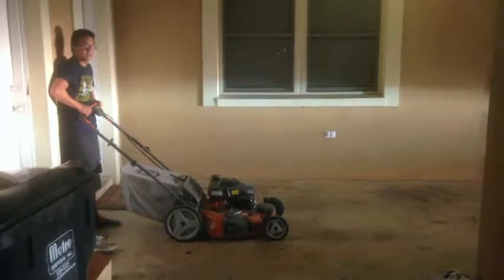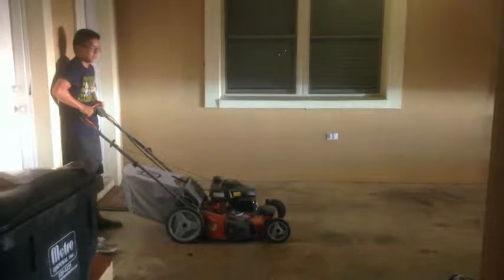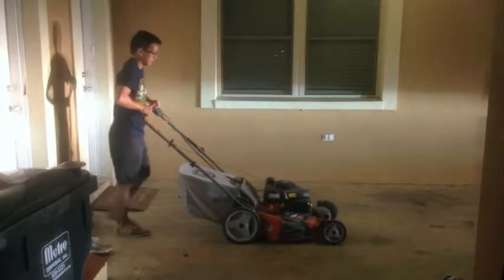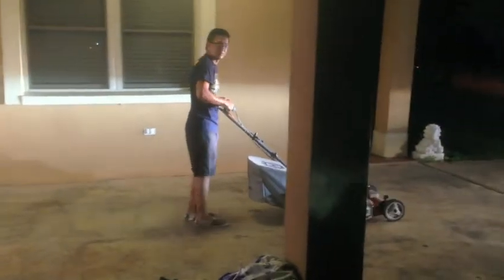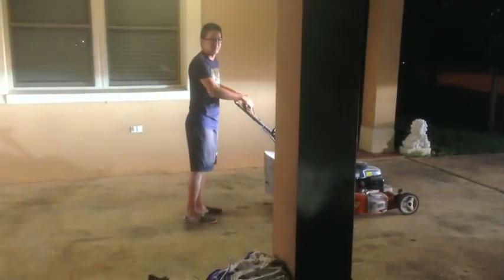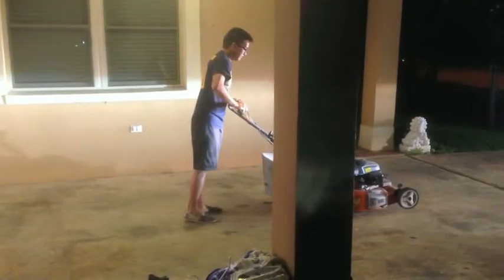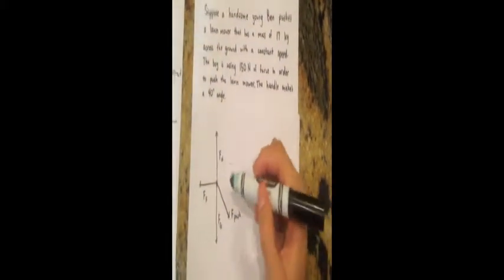Suppose a handsome young Ben pushes a lawnmower with a mass of 17 kilograms across the lawn with a constant speed. The boy is using 150 newtons of force in order for it to happen. The handle makes a 40-degree angle with the horizontal plane. To begin, we're going to start a qualitative force diagram.